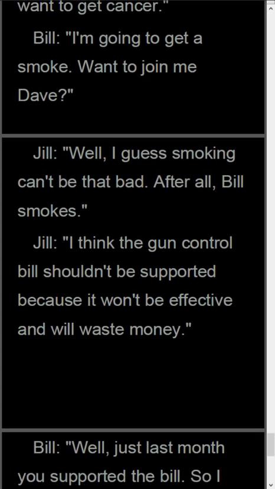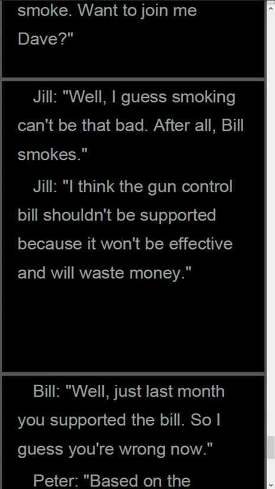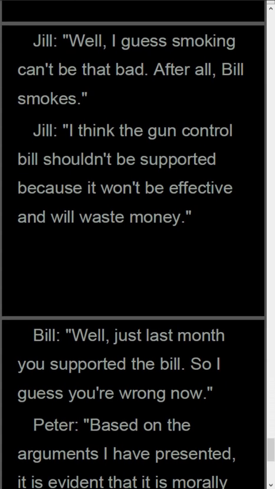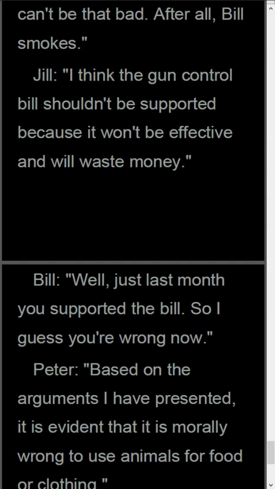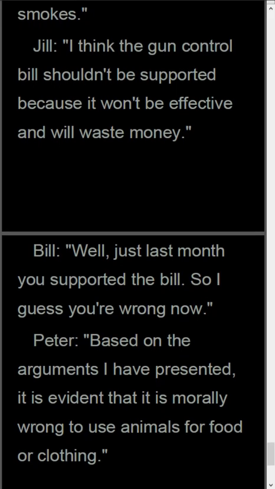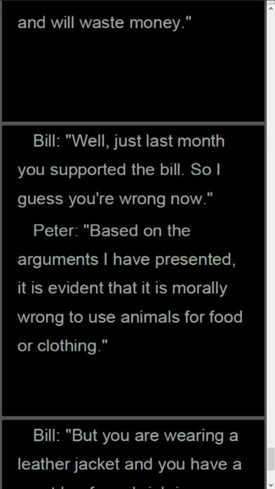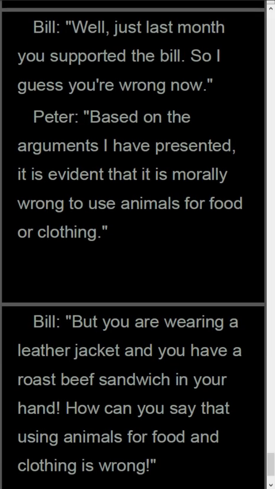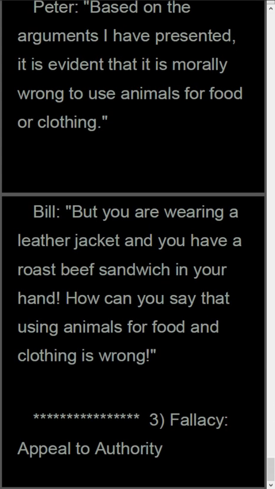Jill: I think the gun control bill shouldn't be supported because it won't be effective and will waste money. Bill: Well, just last month you supported the bill. So I guess you're wrong now. Peter: Based on the arguments I have presented, it is evident that it is morally wrong to use animals for food or clothing. Bill: But you are wearing a leather jacket and you have a roast beef sandwich in your hand. How can you say that using animals for food and clothing is wrong?